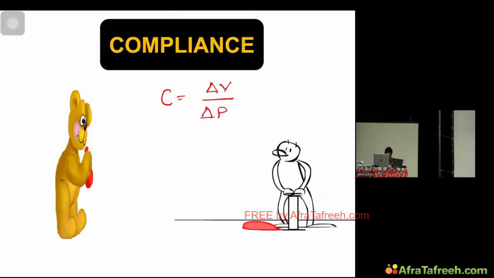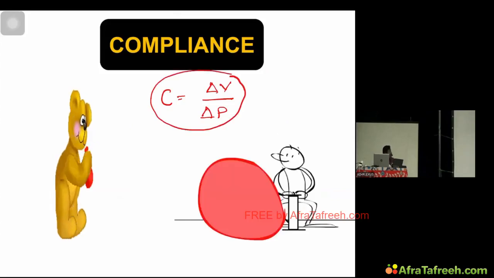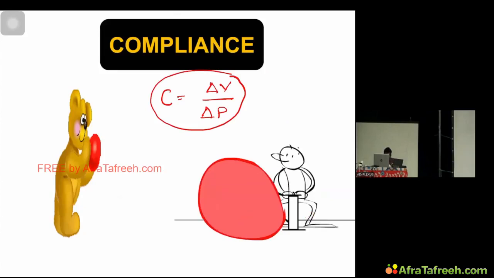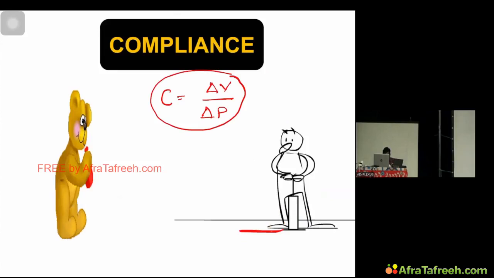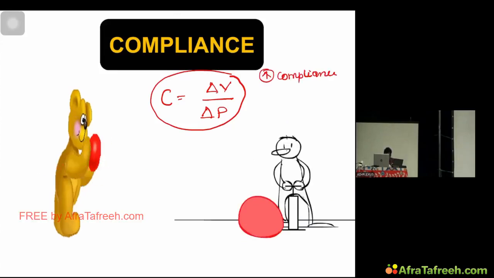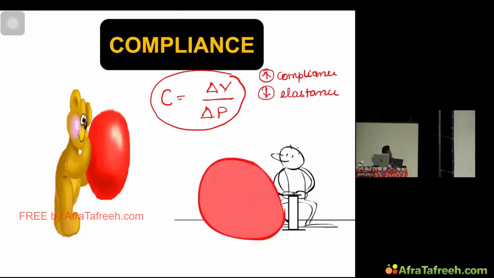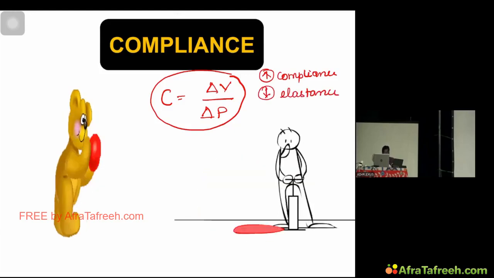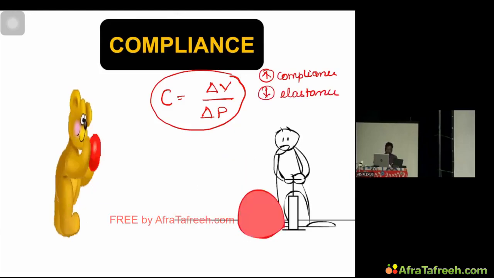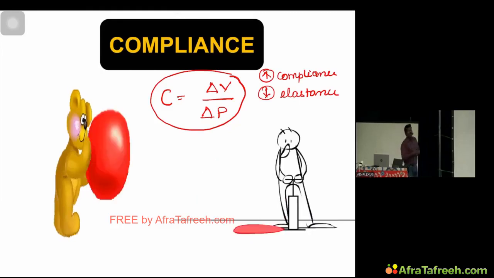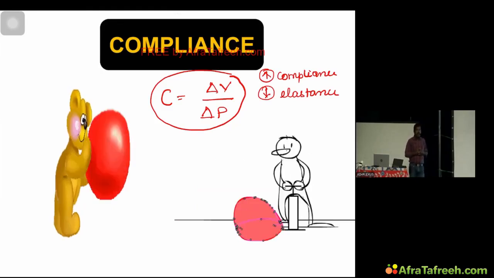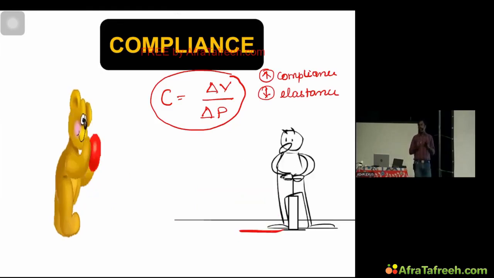Just for your understanding, I'm writing this, which they would have discussed in physiology. Whenever there is an increase in compliance, it means that there is a decrease in elastance. In which condition will there be a decrease in elastance? Emphysema. Here we have two types of compliance. One is called static compliance. Another one is called dynamic compliance.